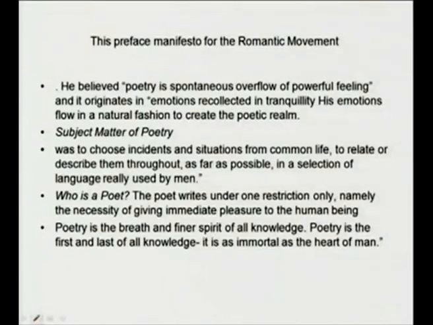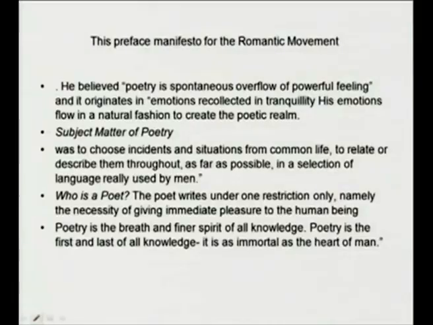This preface was a manifesto for the Romantic movement, no doubt, but here we find that it adds to the way that imaginative literature had an effect upon the sentiments of the people. He believed poetry is a spontaneous overflow of powerful feelings and it originates in emotions recollected in tranquility. So, the question of space, the question of silence, the question of tranquility is necessary in understanding what this emotion recollected in tranquility, or the spontaneous overflow of powerful feeling, is. The subject matter of poetry was also looked into: to choose incidents and situations from common life to relate or describe them throughout.